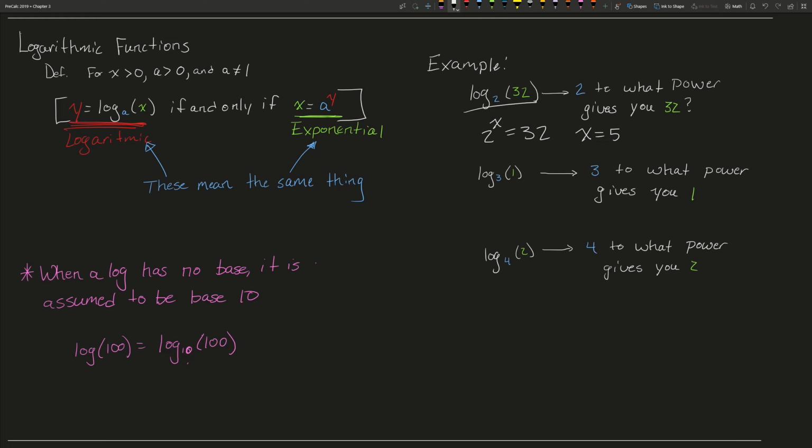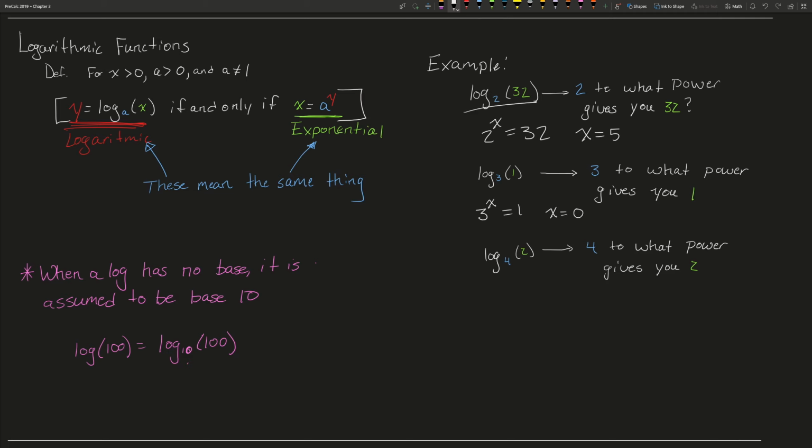In the next example, log base 3 of 1 is asking you 3 to what power gives you 1. So again, we can rewrite that as 3 to some power is equal to 1. Because anything to the 0 power gives you 1, x has to be 0.